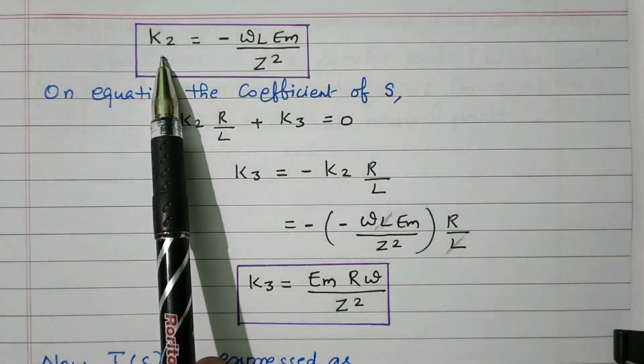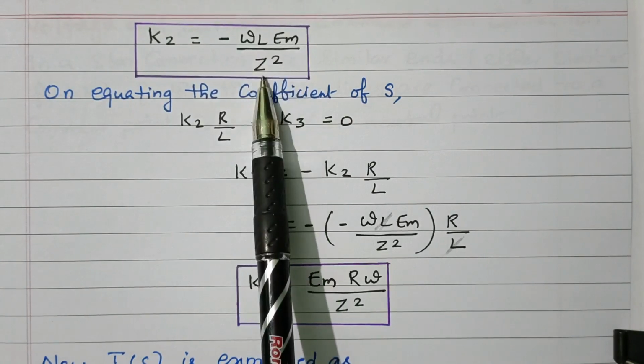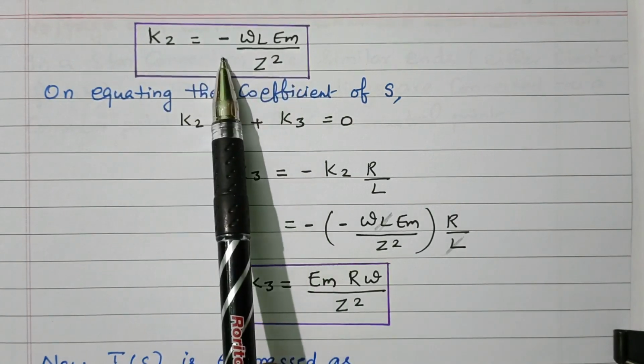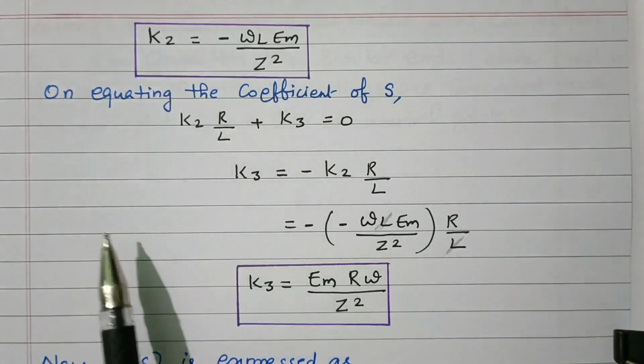So k2 equal to minus k1. K1 we already calculated, omega L Em by z square. So k2 equal to minus omega L Em by z square. Now we got the k2 value also.